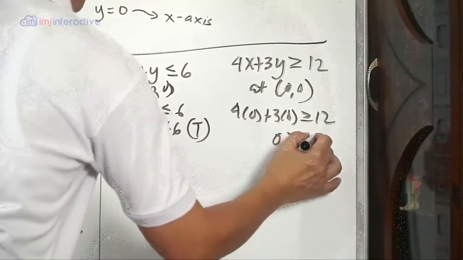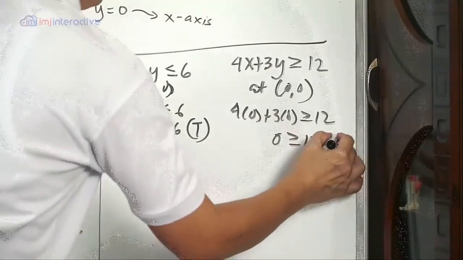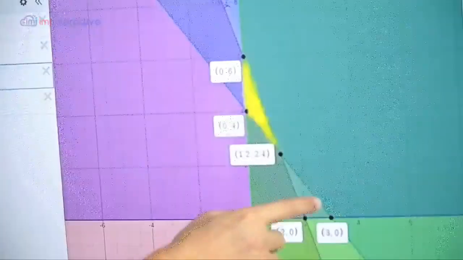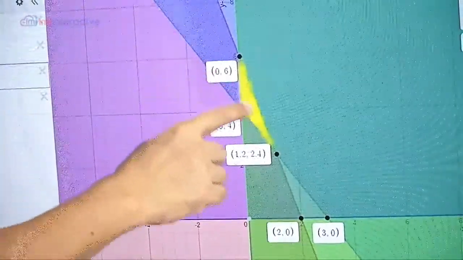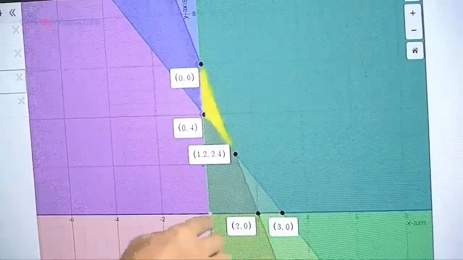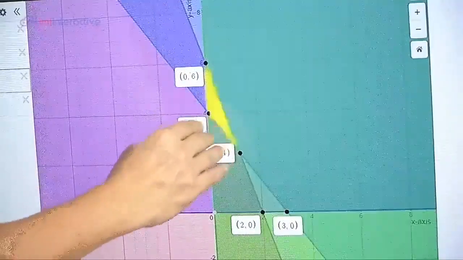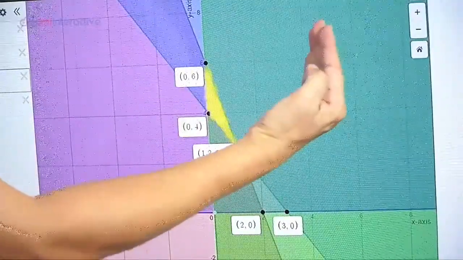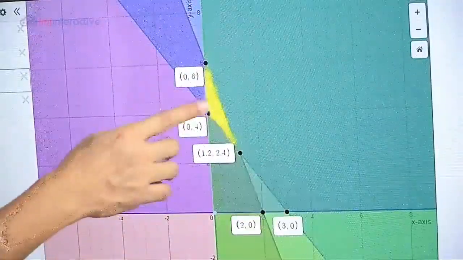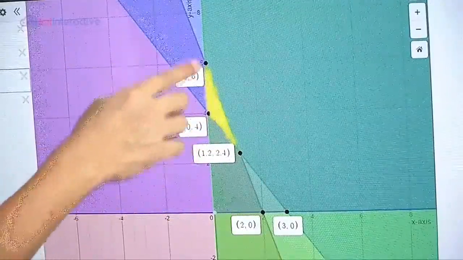0 is greater than or equal to 12. As you can see, 0 is not greater than 12. So, this is false. This is the line representing 4x plus 3y equals 12. And here is your 0, 0. It says here false. So, you will not shade this part, but you will shade the other side. So, you will shade going in this direction. So, as you can see, this portion is still covered.